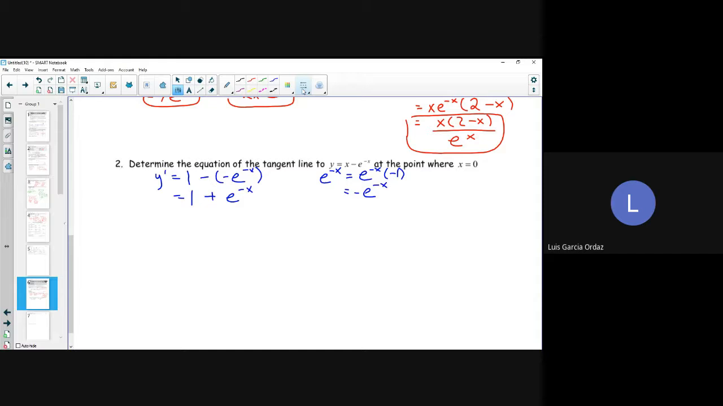So what I need to do is figure out my slope of the tangent at the point x is equal to 0. So I'm going to sub in 0 for x. So this is going to be 1 plus e to the 0. And we know that anything to the power of 0 is going to give me 1. So I get 1 plus 1, which is equal to 2. So this is the slope of my tangent.